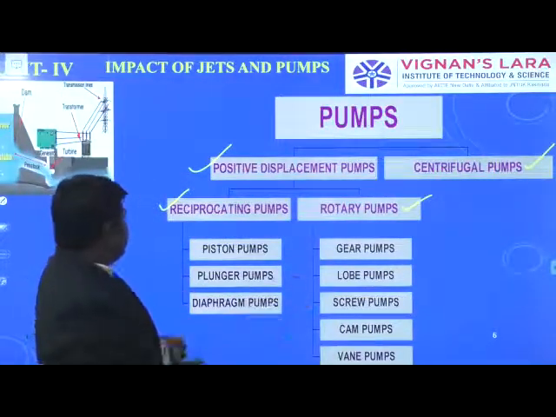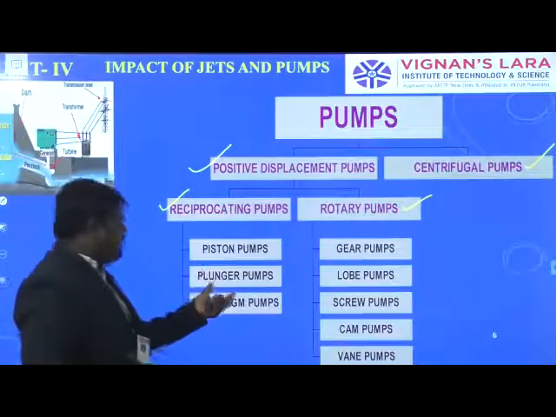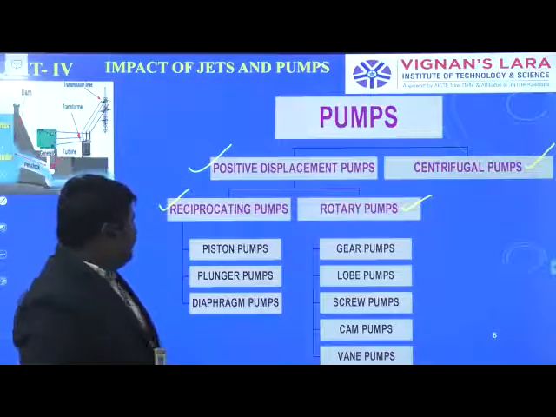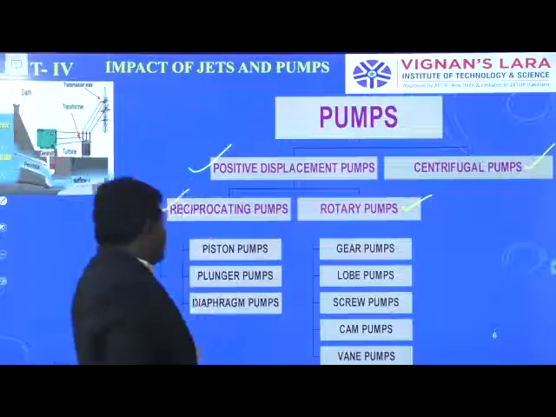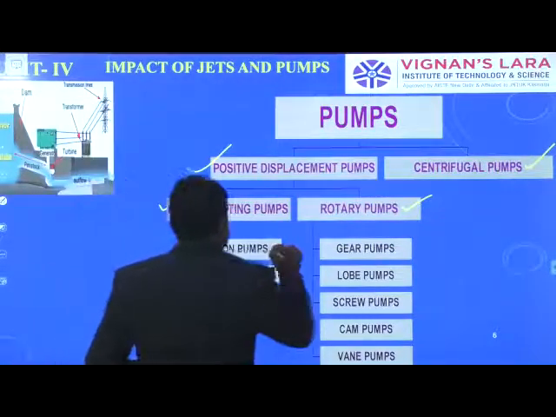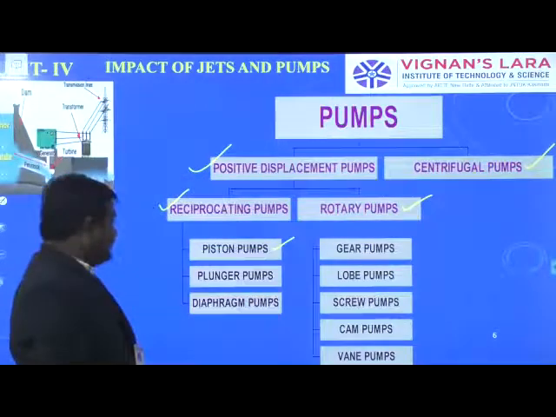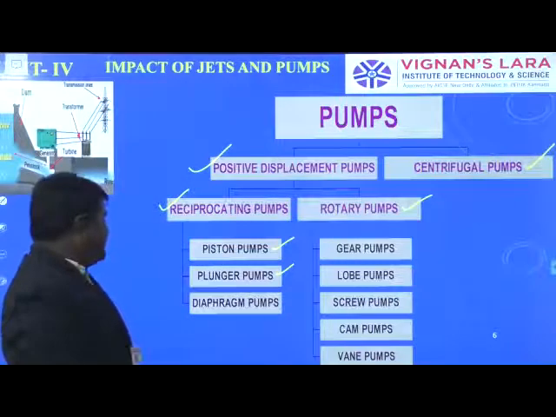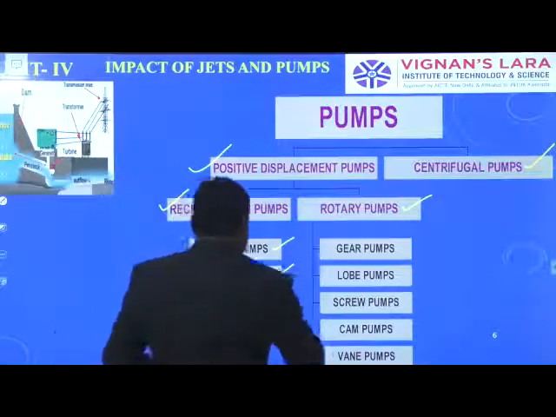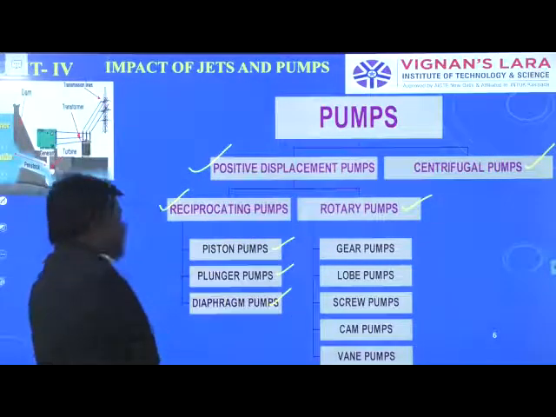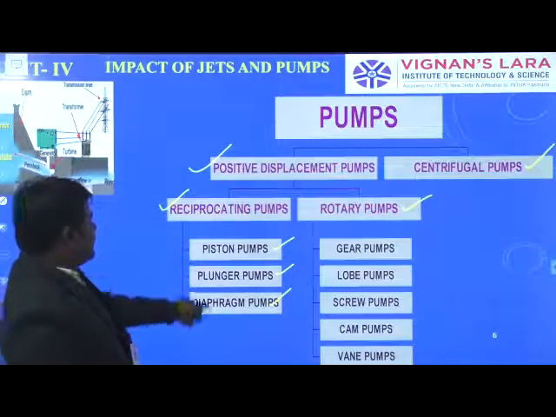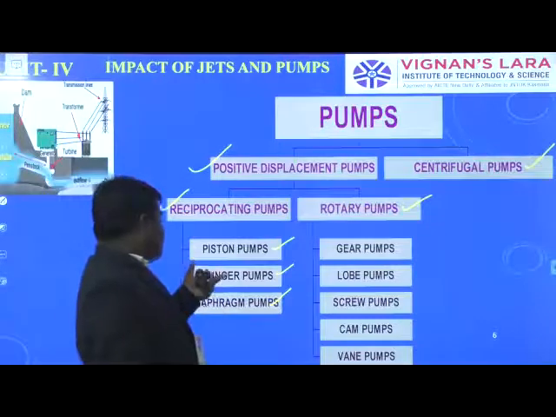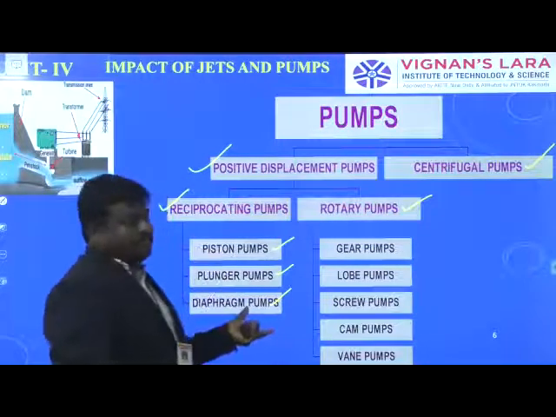So here, this reciprocating pump has three types of pumps. The first one is the piston pump, the second one is plunger pumps, and the third one is diaphragm pumps. So this reciprocating pump has three pumps: diaphragm pumps, plunger pumps, and piston pumps.